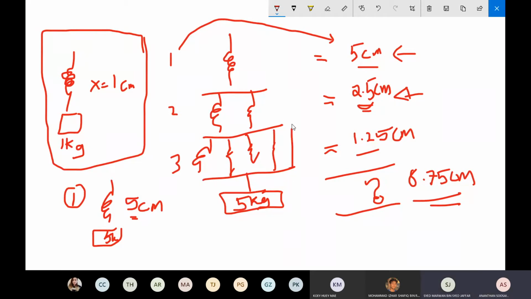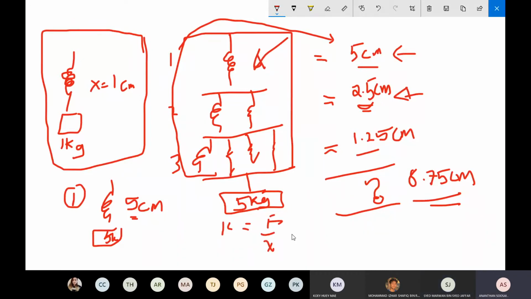Now, what is the spring constant for this system? So k equals F over x. F is what? 5 times 9.81 divided by the total extension, which is 8.75. That will give the spring constant of this new arrangement. So that is one example of a system in series parallel combination.